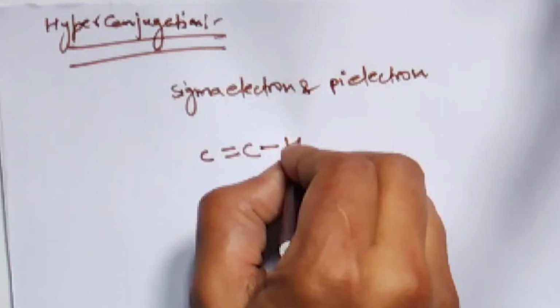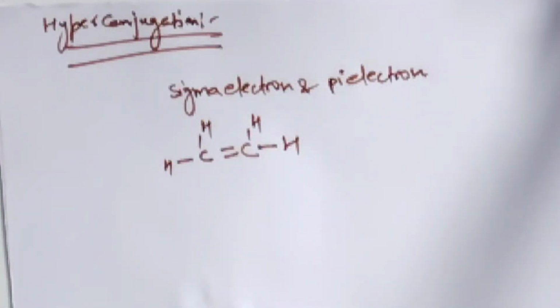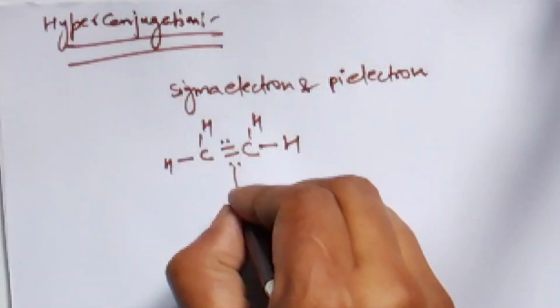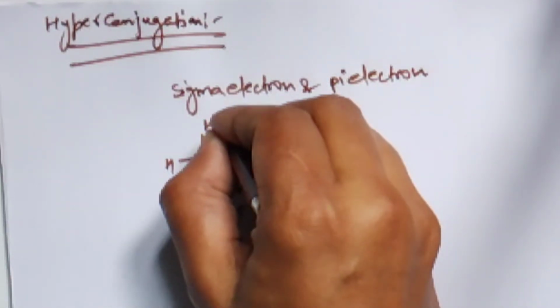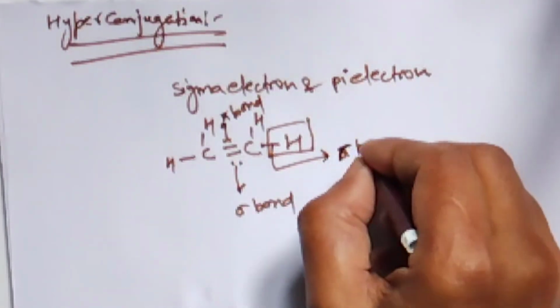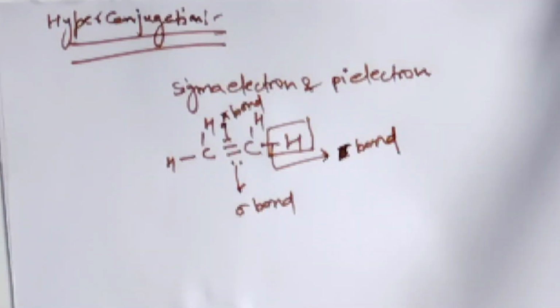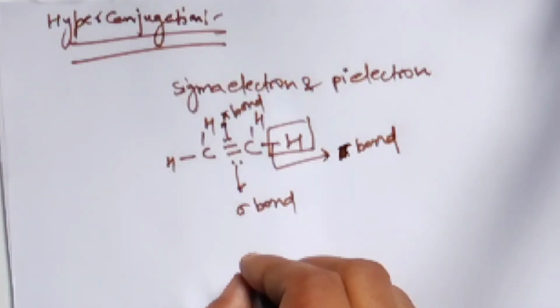Suppose this is a compound and this is its structure. This is a sigma bond and this is a pi bond. This is a sigma bond. Pi bonds contain pi electrons and sigma bonds contain sigma electrons.